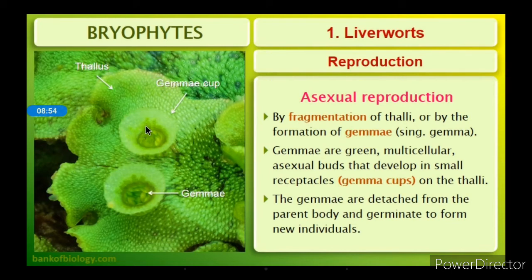We have discussed budding in Hydra, right? There a bud-like structure arises, grows, develops and acquires the shape of the parent, and then gets detached from the parent. The same way here also, a gemma, a cup-like structure, will arise, get detached from the parent body, and become a new individual.